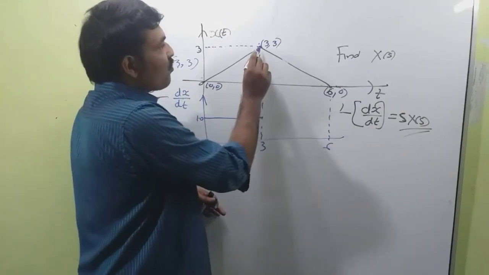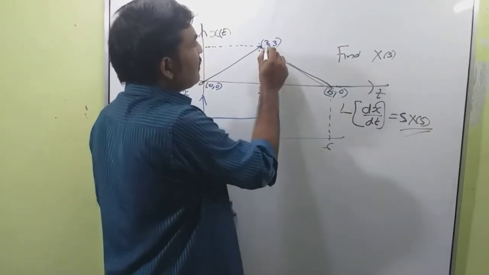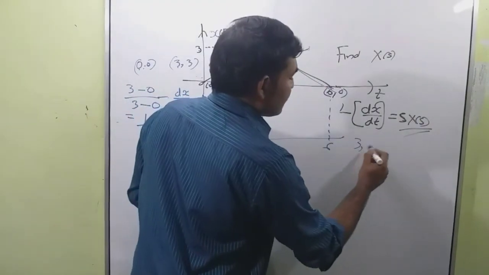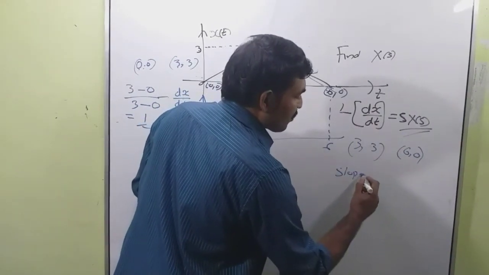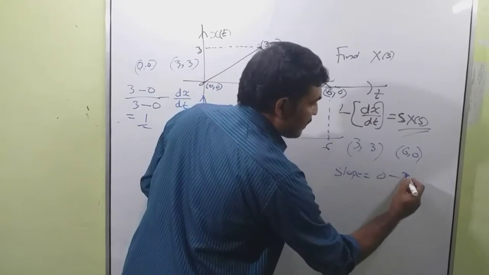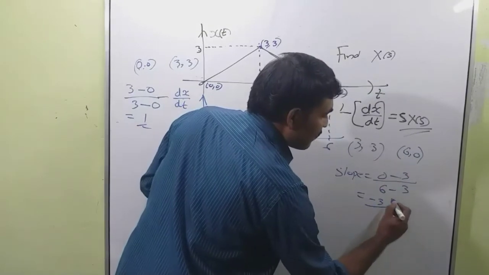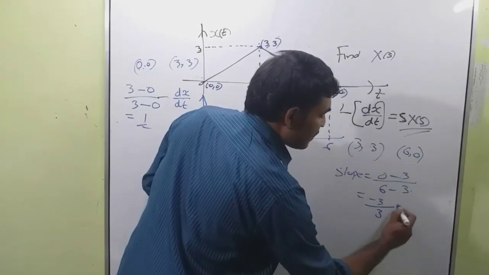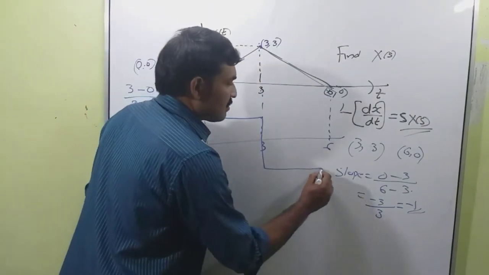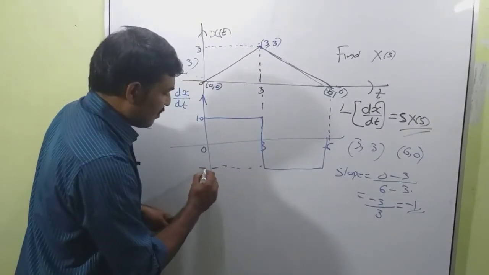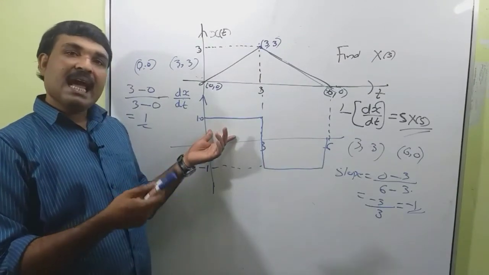Now what is the derivative of this next line? We have the point 3, 3 and this point is 6, 0. So the slope is equal to 0 minus 3 divided by 6 minus 3, that is equal to minus 3 divided by 3, that is equal to minus 1. So this will look like this. The value of the signal is minus 1. Now I am going to differentiate the signal again.